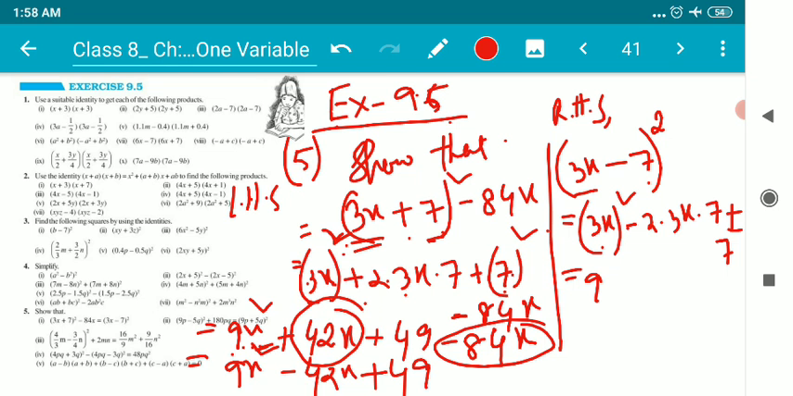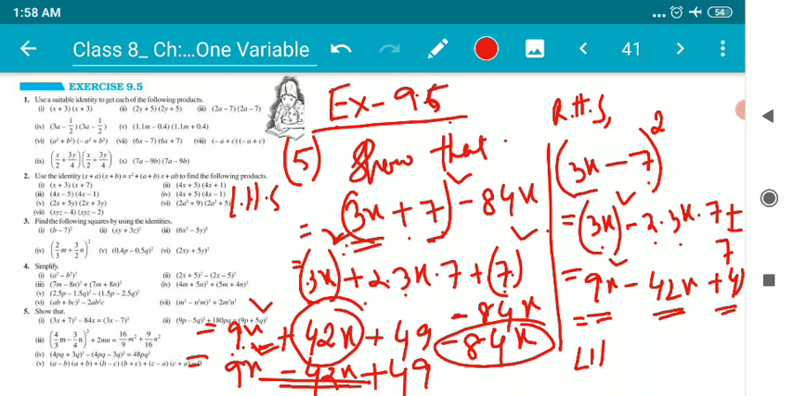3x whole square means 9x square, minus 3 into 6, 6 sevens are 42x, plus 7 square means 49. So children, we can simply see that in left hand side it's 9x square minus 42x plus 49, and in right hand side also 9x square minus 42x plus 49. So simply we can say our left hand side is equal to the right hand side. Wasn't it very simple, children?